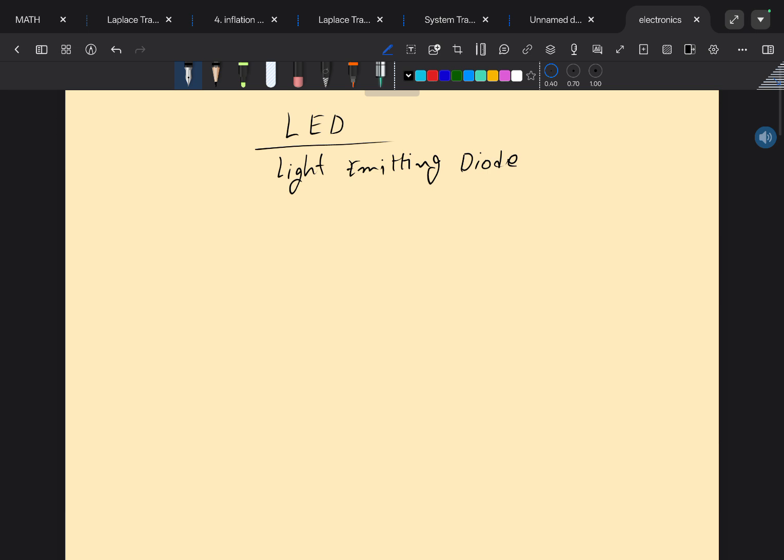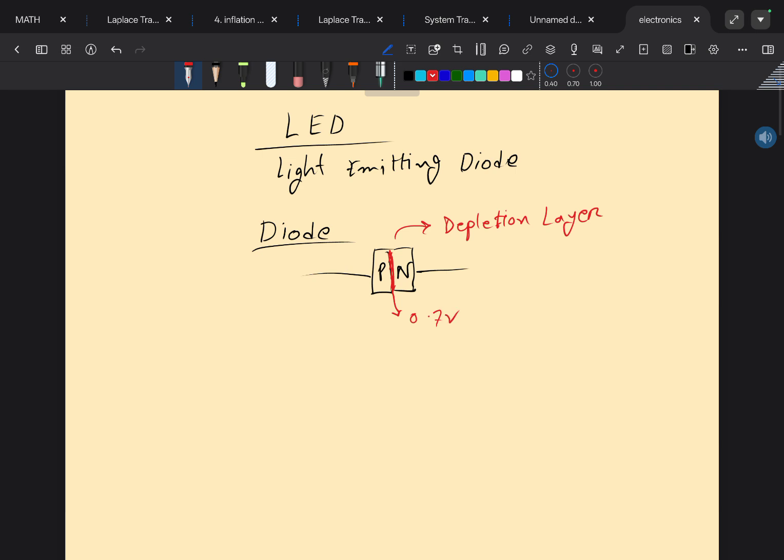So we know that a diode in general refers to a combination of a PN junction. P-type and N-type semiconductors form a diode. This junction creates a depletion layer, basically a voltage barrier. For a silicon diode it's about 0.7 volt, and for a germanium diode it's 0.3 volt.